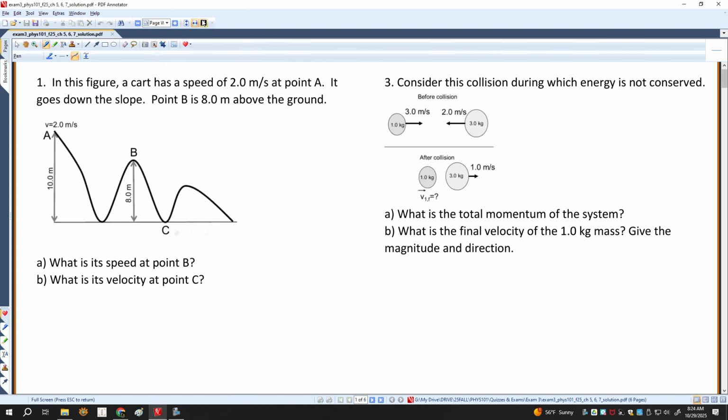It's exam 3 for Physics 101, fall 25. First, start with this. A cart has a speed of 2 meters per second at point A, and it goes down the slope, and I give you the distance at point B, and I want to know the speed at point B and the speed at point C.